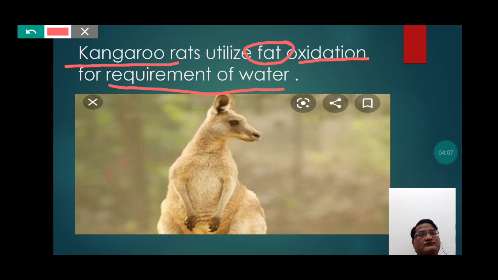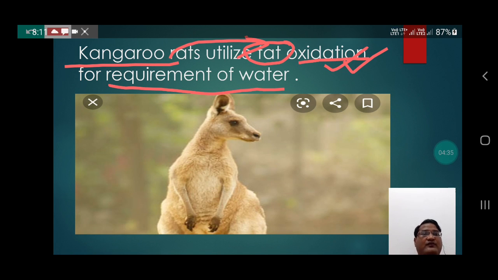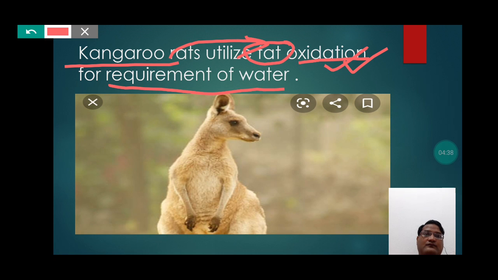Students, we know that kangaroos are found in foreign countries where most of the time the geographical regions remain snow covered. So students, in these areas there is scarcity of water, and in order to survive, the kangaroo utilizes the fat oxidation so that it can survive, and for the fat oxidation the kangaroo requires the water.